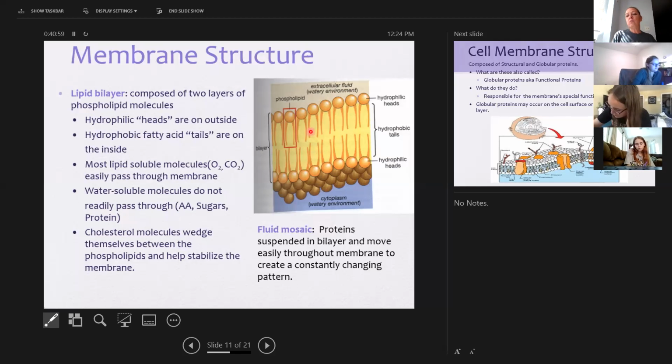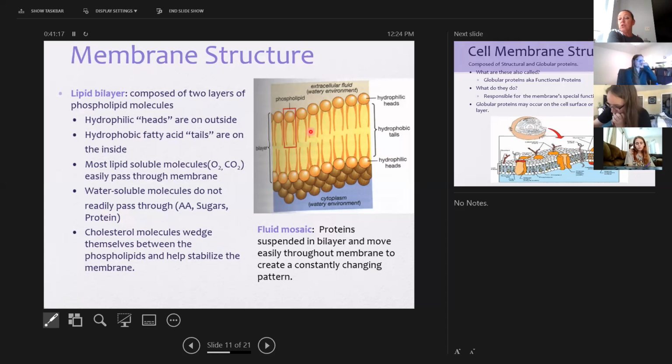All right, so water molecules don't pass very easily through a fat barrier. And so we do have these things like these pores and these channels and these openings that are going to help our water-based molecules a little more easily pass through.